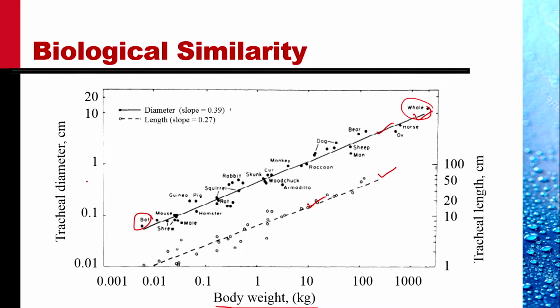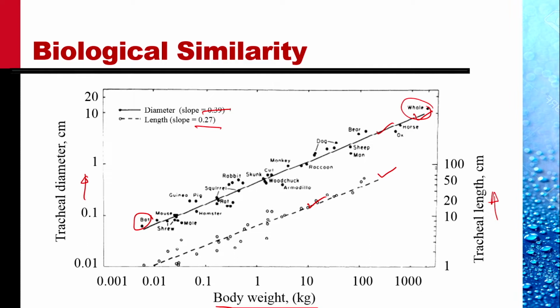The scale for diameter in centimeters is here, and the scale for tracheal length is here. The slope for diameter is 0.39 and for length is 0.27, compared to our prediction of 0.33 using strict similarity.